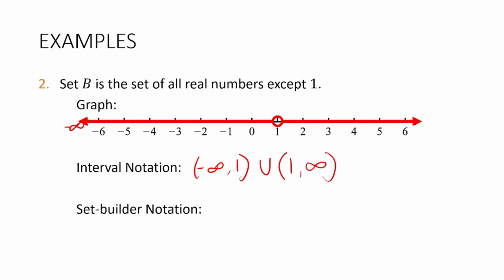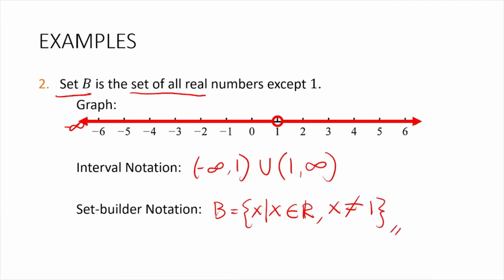And then for the set builder notation, this is set B. So we say set B is the set of all x such that x is a real number, right? Set of all real numbers. And the condition is that x must not be equal to 1.